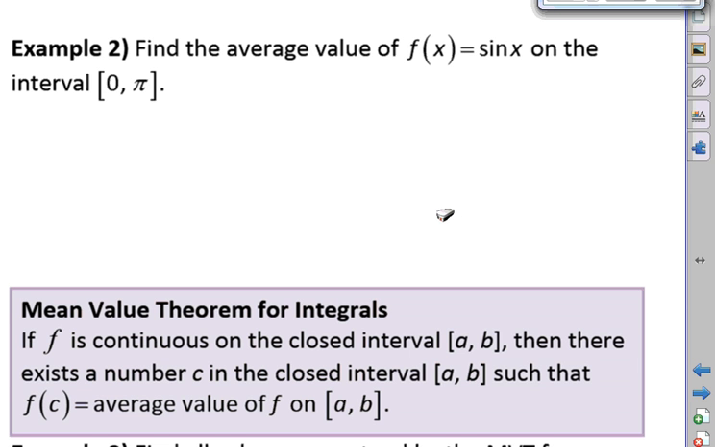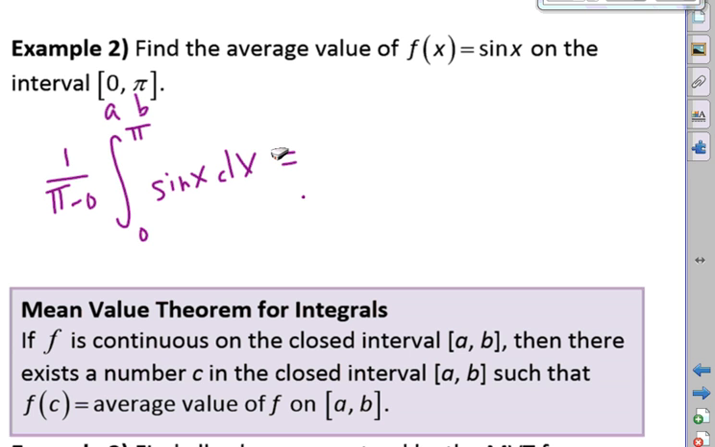Okay, so now we're going to do an actual example for finding the average value of f on the interval from 0 to pi. So this is where you would need to have memorized your formula. So remember, the average value is 1 over b minus a. And so if they give me an interval, 0 would be a here, pi would be b. So our average value would be 1 over pi minus 0 times the integral from 0 to pi of our function, which is sine x.